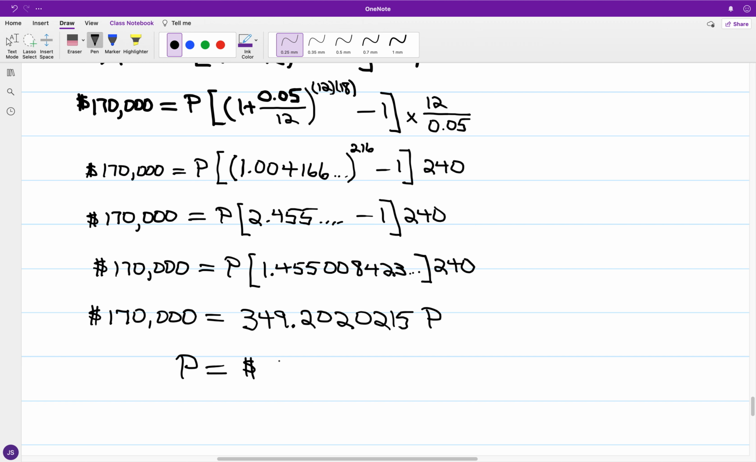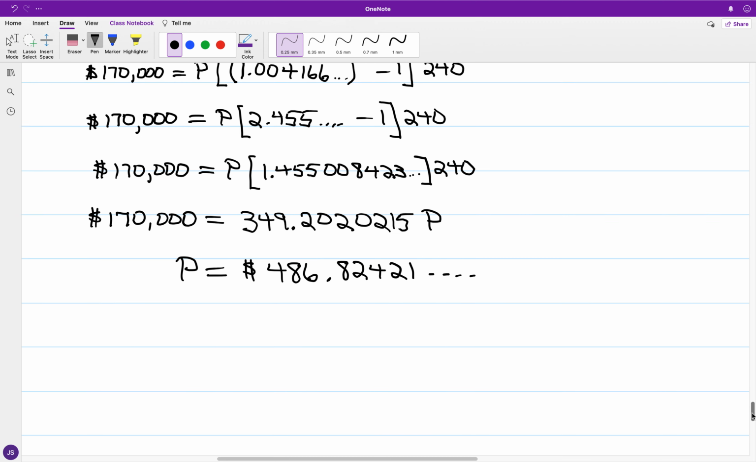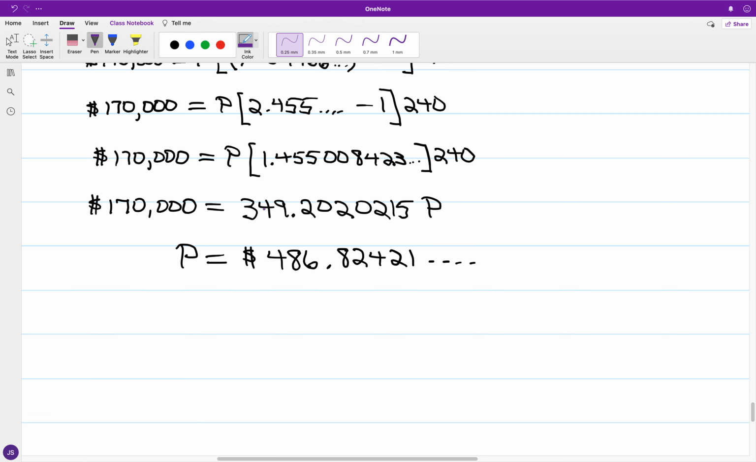for P, we're looking at $486, and then for the change, again, we have 0.8242. And again, I'm looking at rounding to the next penny. Not the nearest, but the next. Next one on up.